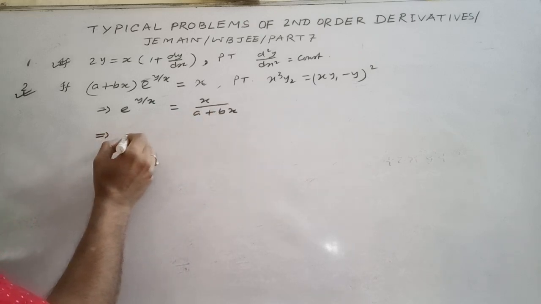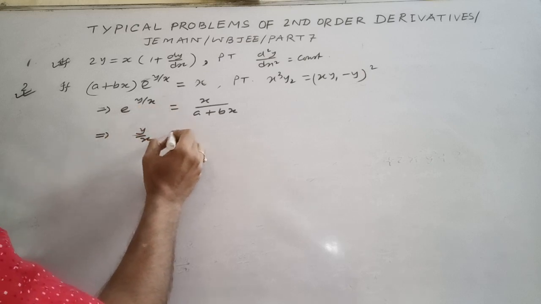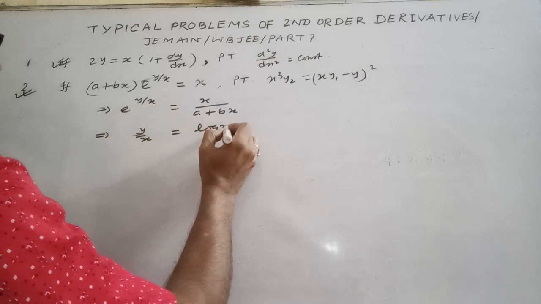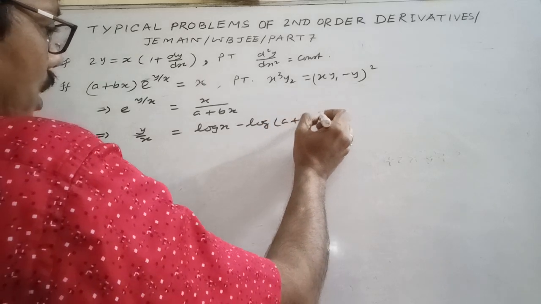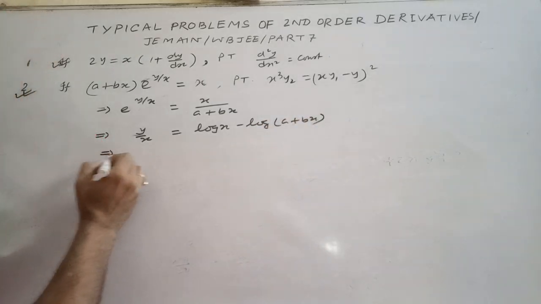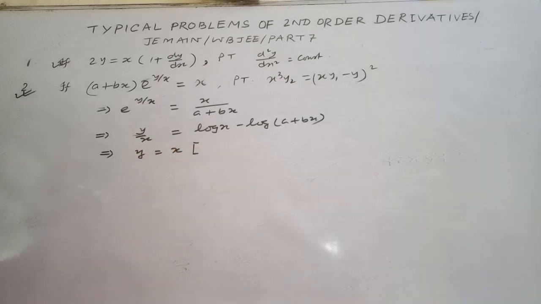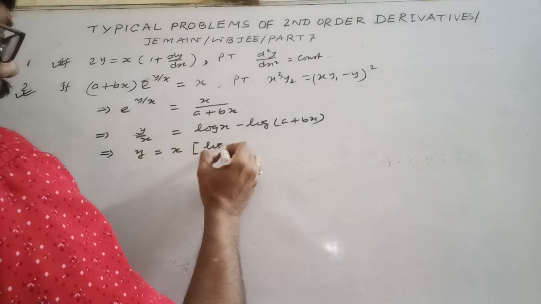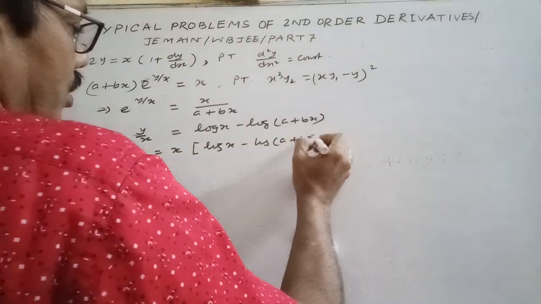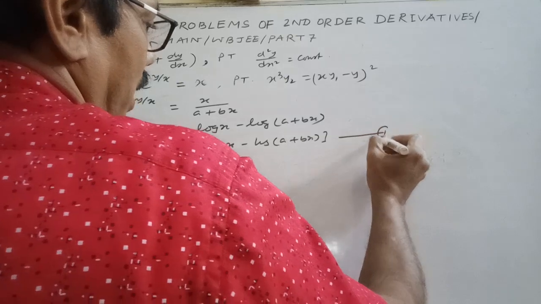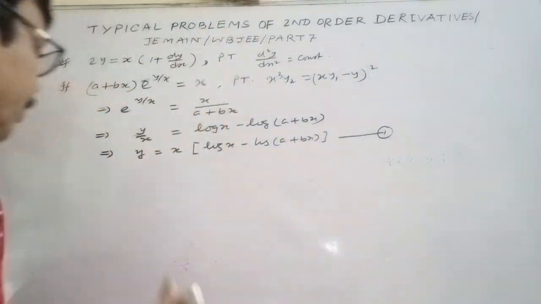So taking log on both sides: y by x into log e equals log x minus log (a plus bx). So what is y? y equals x into (log x minus log (a plus bx)). So this is our main aim, to express y in terms of x.